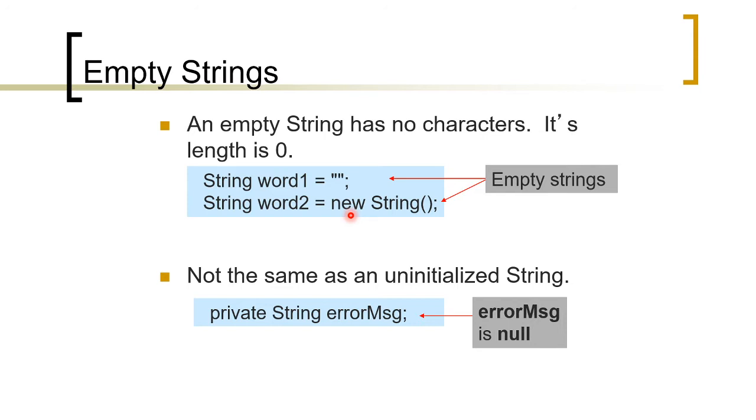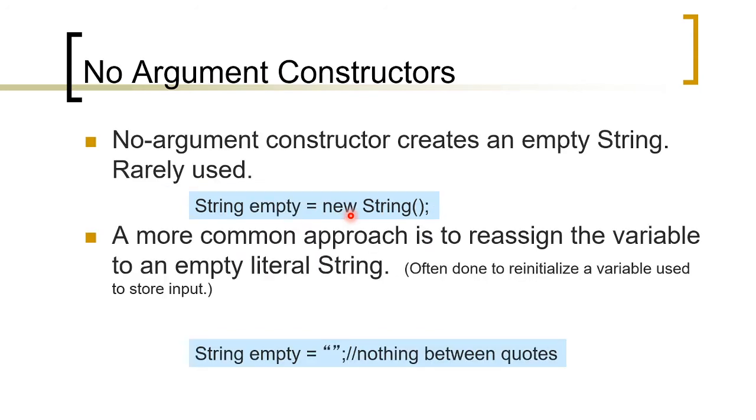Okay. So if you will not assign it to an empty string, or any other string literal, let's say for example, private string error message, then the error message variable is assigned to null. So the no argument constructor creates an empty string. This is rarely used. So let's not make ourselves complicated. So just use the one without the new keyword.